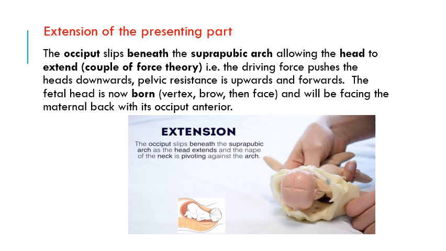Extension of the presenting part. The occiput slips beneath the subpubic arc, allowing the head to extend through the couple of force theory. That is, the driving force pushes the head downwards, whereas pelvic resistance is exerted in two directions, that is upwards as well as forwards. The fetal head is now born. So successive parts to be born are the vertex, the brow, followed by the face, so that the fetus will now be facing the maternal back with its occiput anterior.